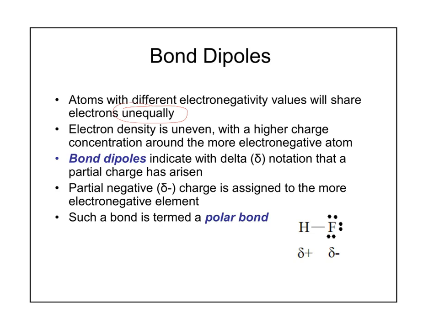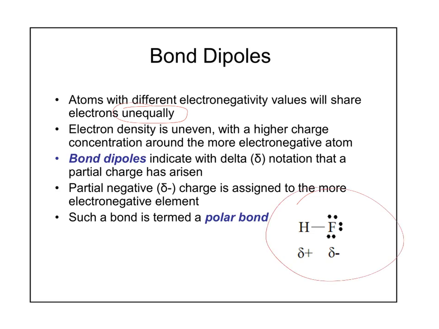Bond dipoles use a delta notation, which represents a partial charge. Remember, in ionic bonding, metals give up their electrons, forming the cation, and the nonmetals get that electron or electrons, forming an anion, the negative charge. Here, they're not fully forming that positive and negative charge. They're forming a partial charge, because they're still sharing the electrons in the bond. So take a look at the example right here of hydrogen fluoride.